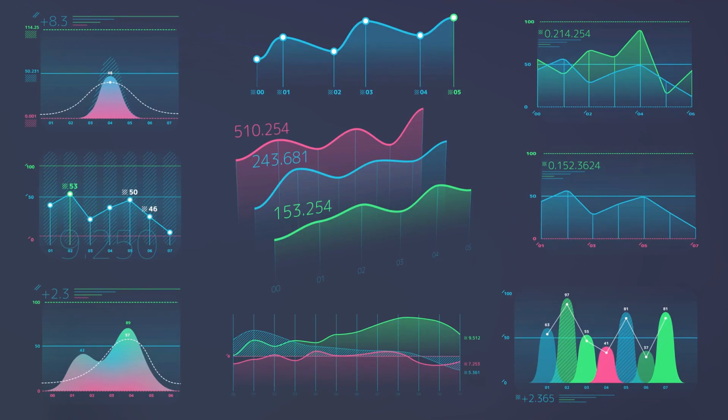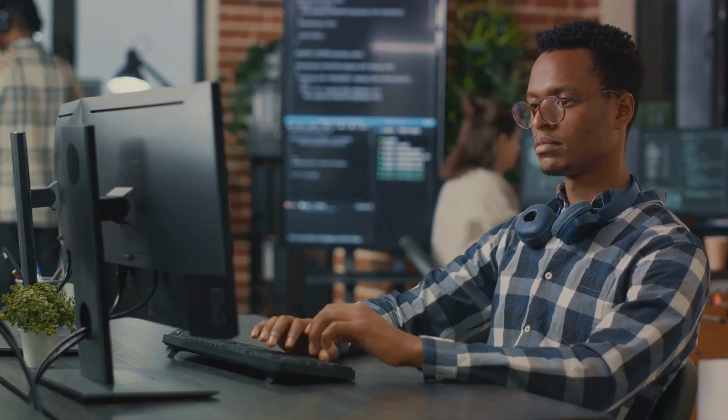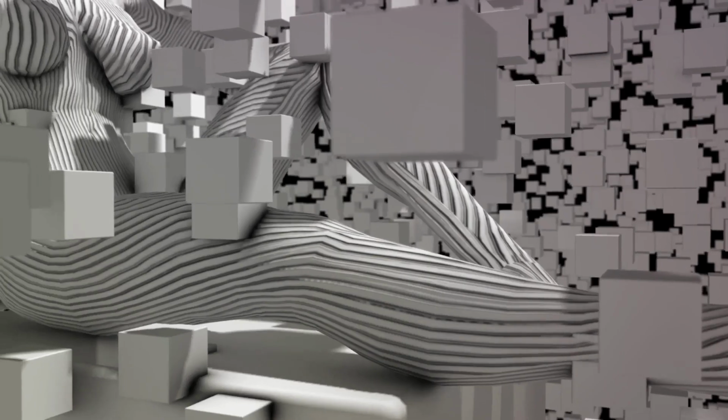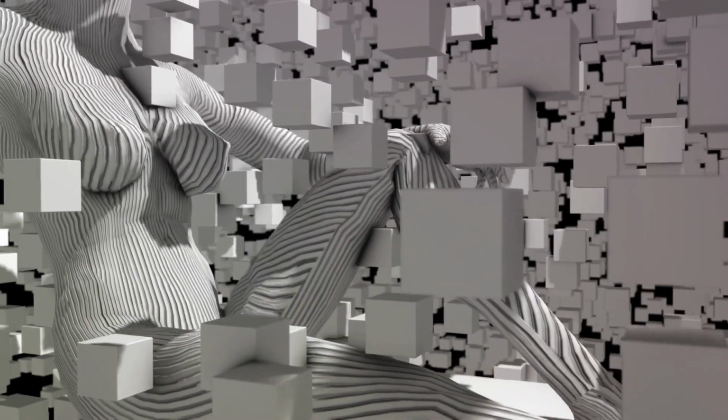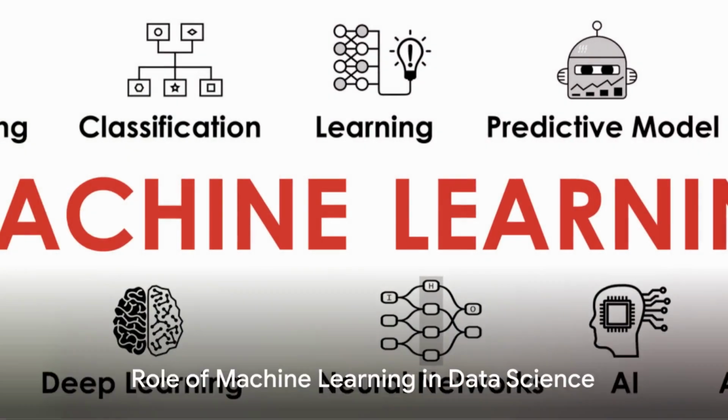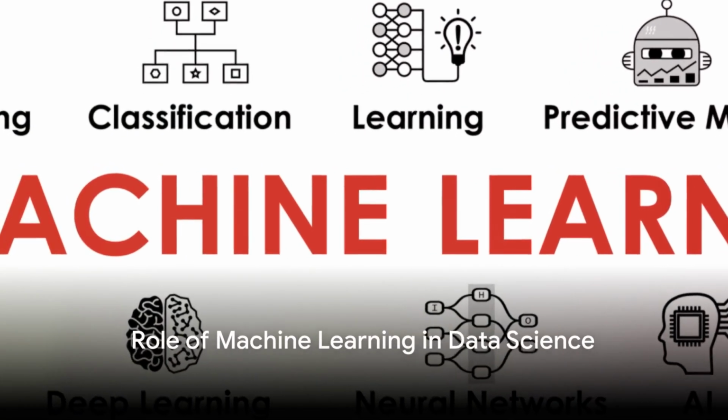Here's a simple way to understand it. Picture a giant sieve, sifting through mountains of data. The sieve represents the machine learning algorithm. It filters the data, keeping only what's valuable and discarding the rest. Over time, the sieve gets better at distinguishing between valuable and irrelevant data. It's learning. So what's the role of machine learning in data science?